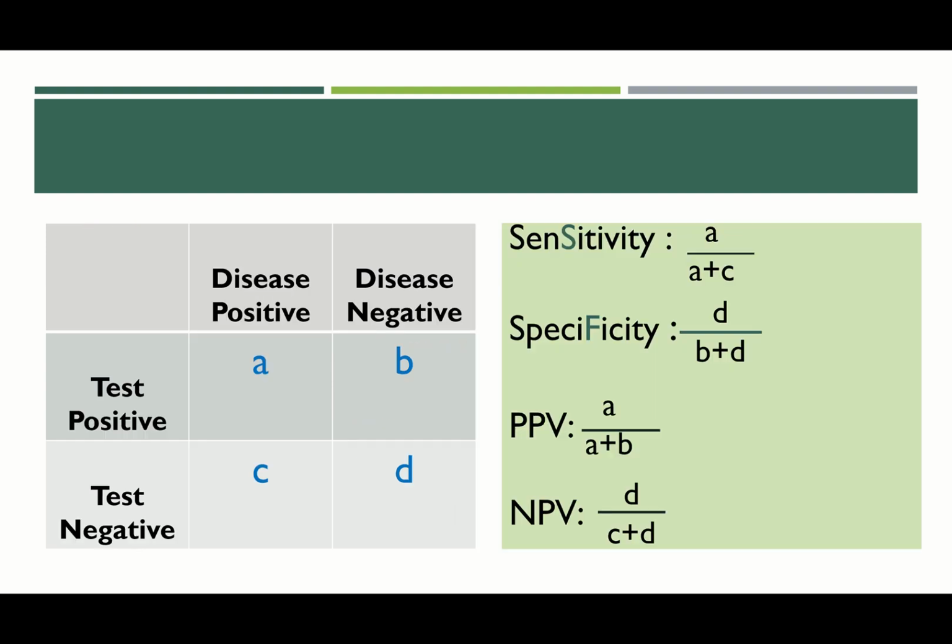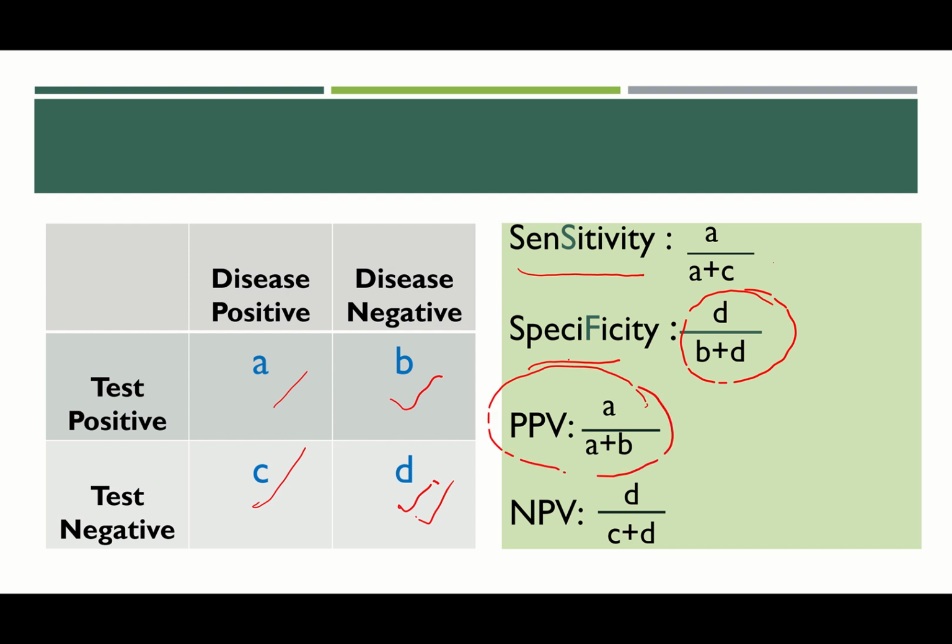So what are the formulas? These are your formulas. Sensitivity equals A divided by A plus C. Here A means truly positive. So sensitivity is true positive divided by true positive plus false negative. Specificity is D divided by B plus D. So here D means true negative divided by false positive plus true negative.